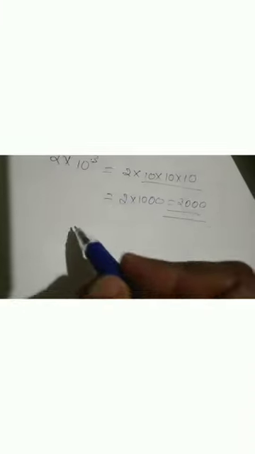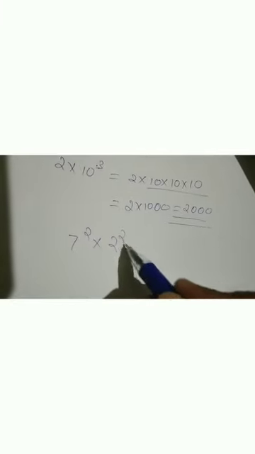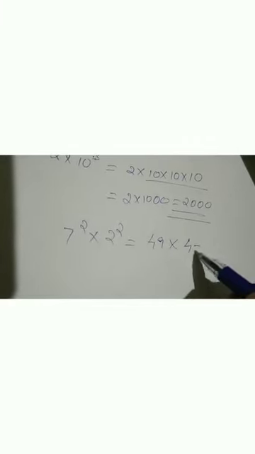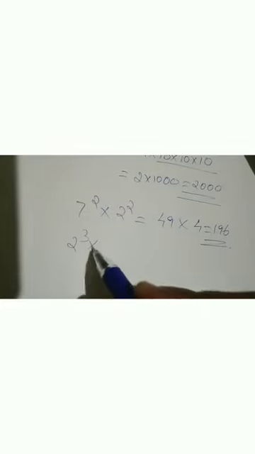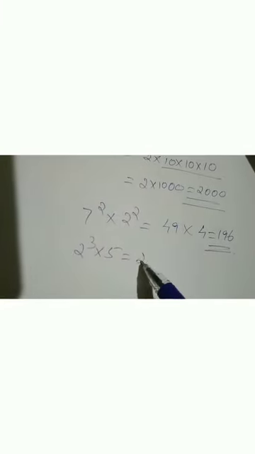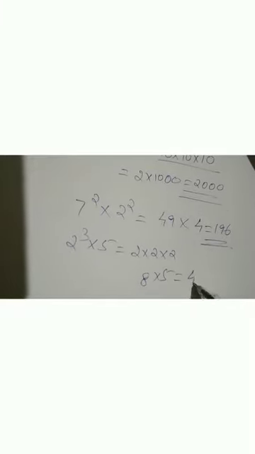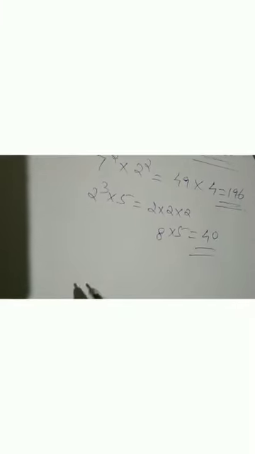Then 7 squared times 2 squared. 7 into 7, 49. Then 2 into 2, 4. The answer is 196. Then 2 raised to 3 times 5. 2 times 2 times 2, that is 8. 8 times 5 is equal to 40 is the answer. Got it? Then 0 times 10 squared. If we multiply a number by 0, the answer will always be 0 itself. Clear?